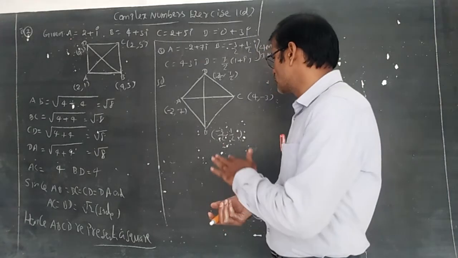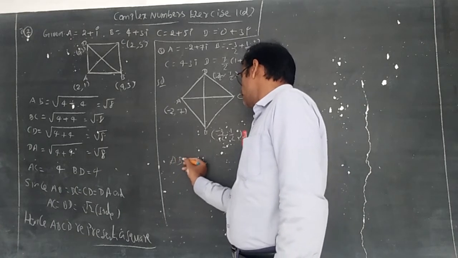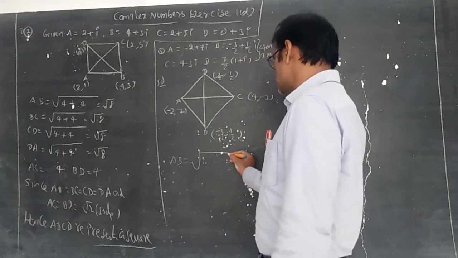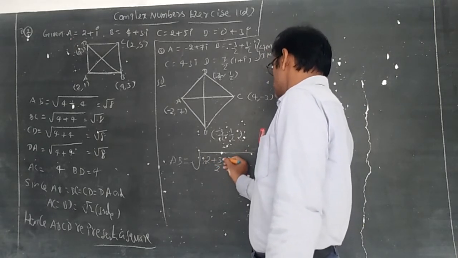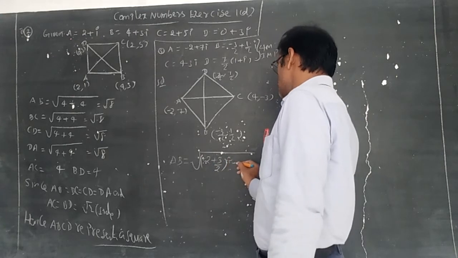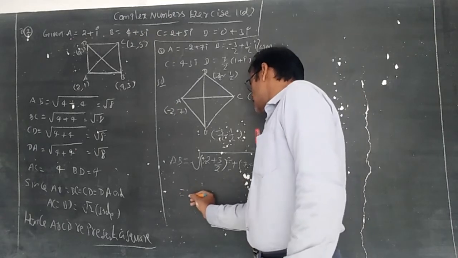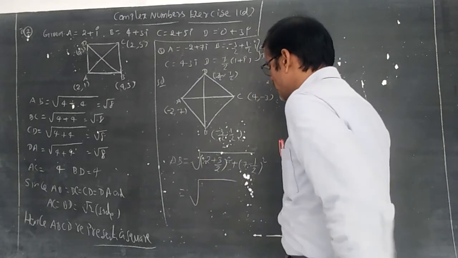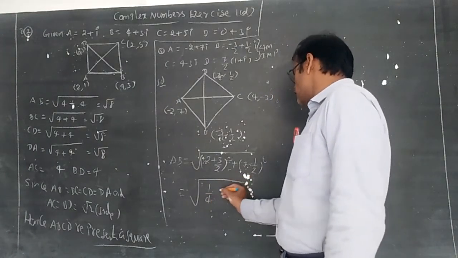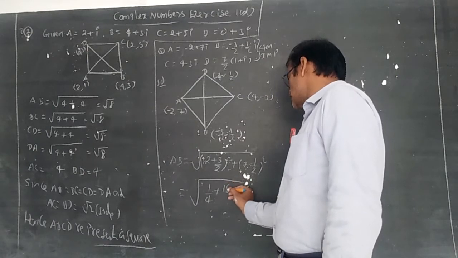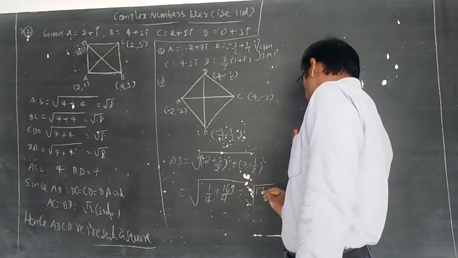Any property you can use. Now AB is equal to root of (minus 2 plus 3 by 2) whole square plus (7 minus 1 by 2) whole square. Here 2 2's are 4, minus 4 plus 3 becomes minus 1, so it is 1 by 4, plus 2 7's are 14, 14 minus 1 is 13, 13 square is 169 by 4. So this is root of 170 by 4.